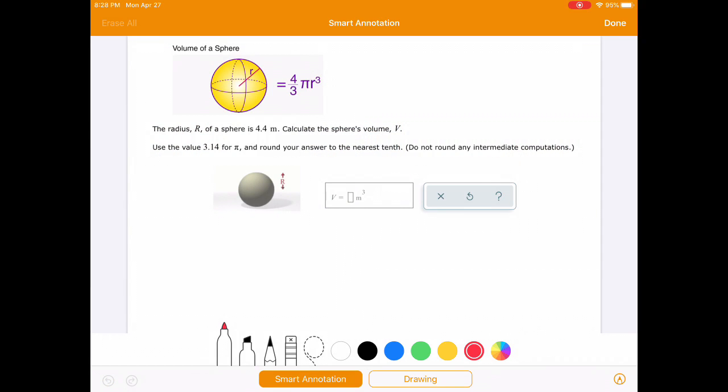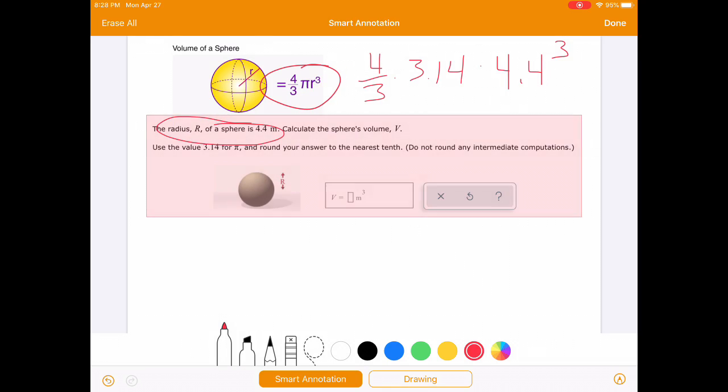Here is a pretty straightforward problem with a sphere, and I left the formula up there as a reference. But for the sphere, as we mentioned, and we'll mention it time and time again, the only measurement that we have to know is the radius. So when we look here, it tells us right here, the radius is 4.4 meters. So that is the only thing that we need to know about the sphere in order to calculate its volume. So we look at the formula, 4/3, and let's go ahead and substitute 3.14 in for pi. And then we're going to put 4.4 in for the radius.